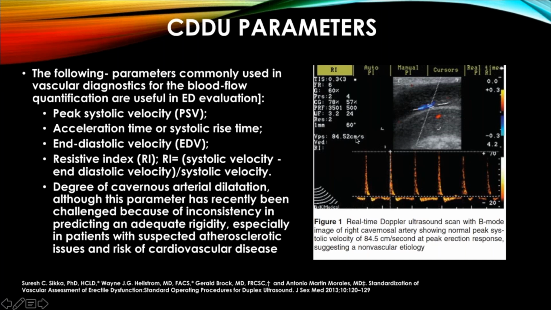And they're measuring that one at 84.52 centimeters per second. We'll go over what normal is next. Some people do what's called an acceleration time or systolic rise time. That's the time from their baseline to full systolic peak velocity. End diastolic velocity, which would be right here. This is actually reversal of end diastolic velocity. Resistive index is just systolic velocity minus end diastolic velocity over systolic velocity. Should be pretty close to 1 in a normal penis.